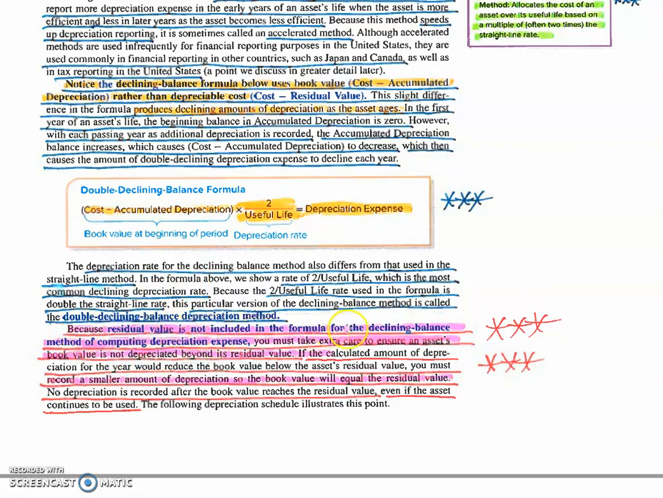Okay, because residual value is not included in the formula for the declining balance method of computing depreciation expense, you must take extra care to ensure the asset's book value is not depreciated beyond its residual value or below its residual value. So if the calculated amount of depreciation for the year would reduce the book value below the asset's residual value, you must record a smaller amount of depreciation so that the book value will equal the residual value. No depreciation is recorded after the book value reaches residual value, even if the asset continues to be used.